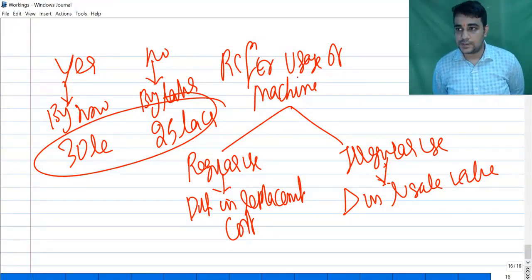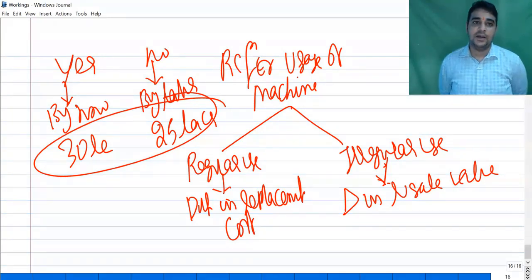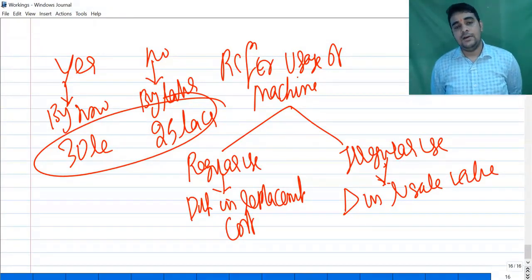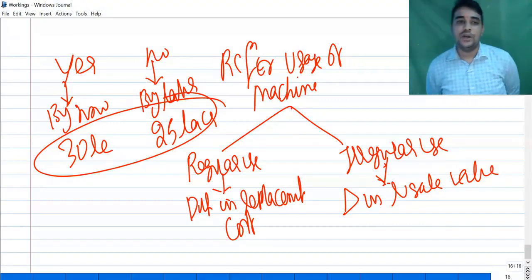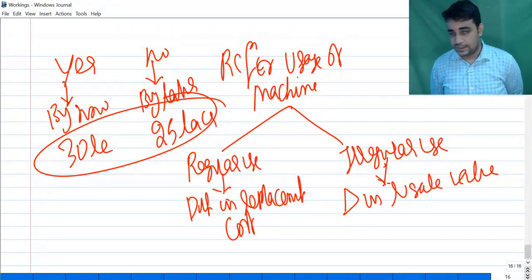Clear? Any doubts on this? See, point is simple. In a yes scenario, you'll have to buy it today. In a no scenario, you need this machine, maybe you'll postpone your purchase and buy it later. When it comes to irregular use, you are planning to sell the machine. Sell is compulsory to be done. Either you sell it today or you sell it later. So that's the scenario.